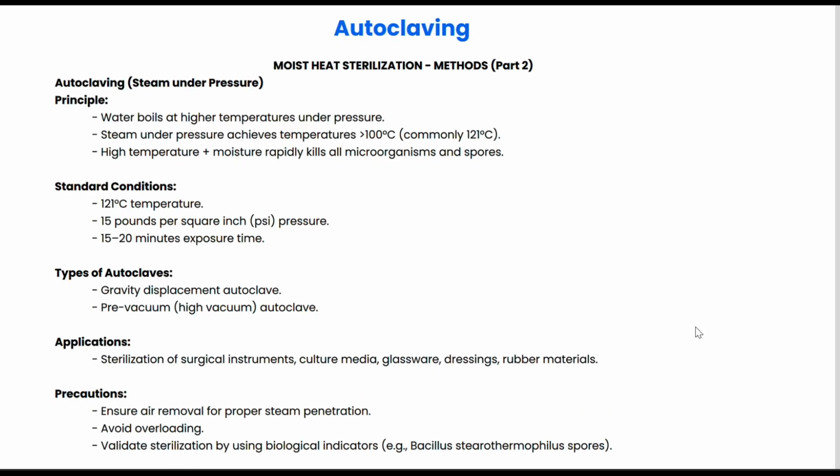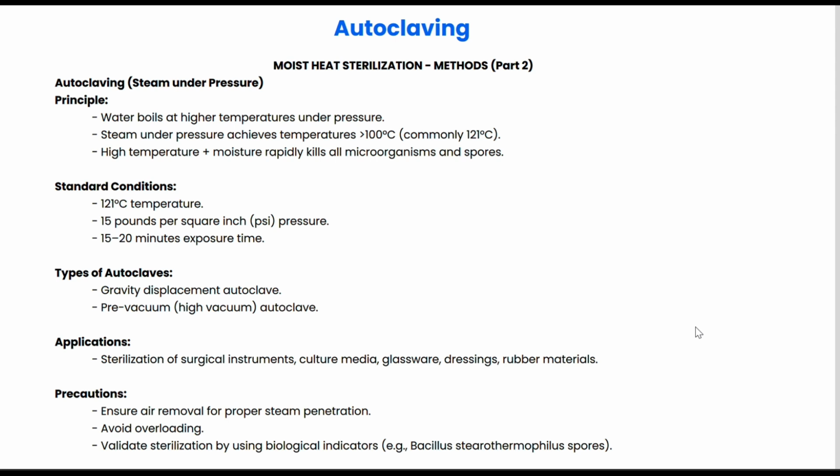Now let's discuss the king of moist heat sterilization, autoclaving. So autoclaving uses steam under pressure to achieve very high temperatures, much higher than what boiling water can reach at normal atmospheric pressure. Remember, at standard atmospheric pressure, water boils at 100 degrees Celsius. But if we increase the pressure, water can stay liquid and reach higher temperatures like 121 degrees Celsius without boiling away. This combination of high heat and high moisture is extremely lethal to microorganisms, including resistant bacterial spores.